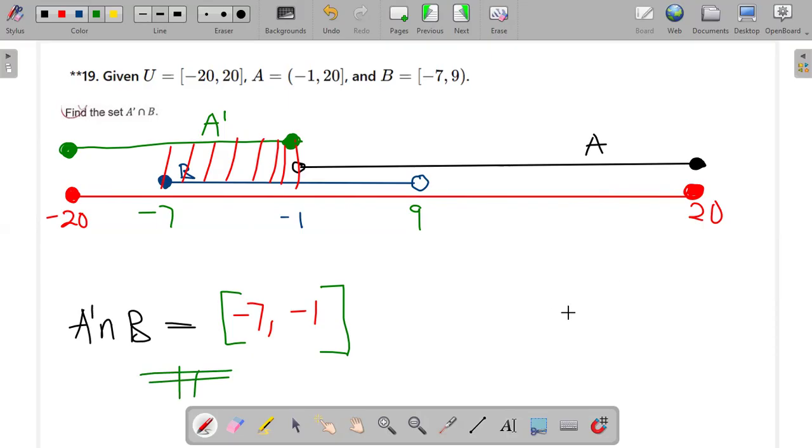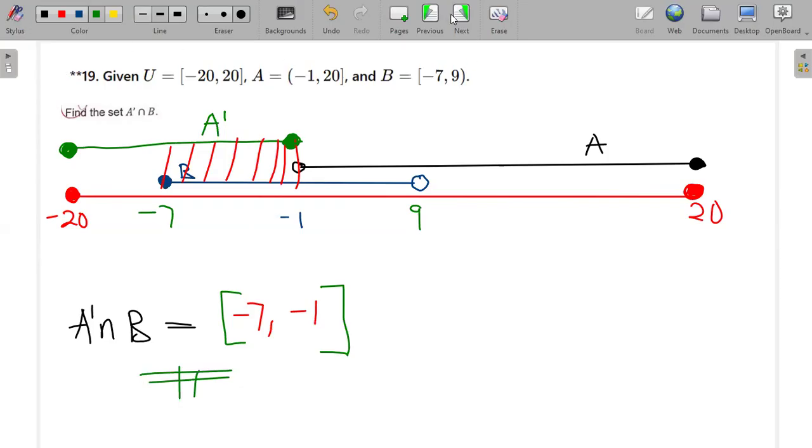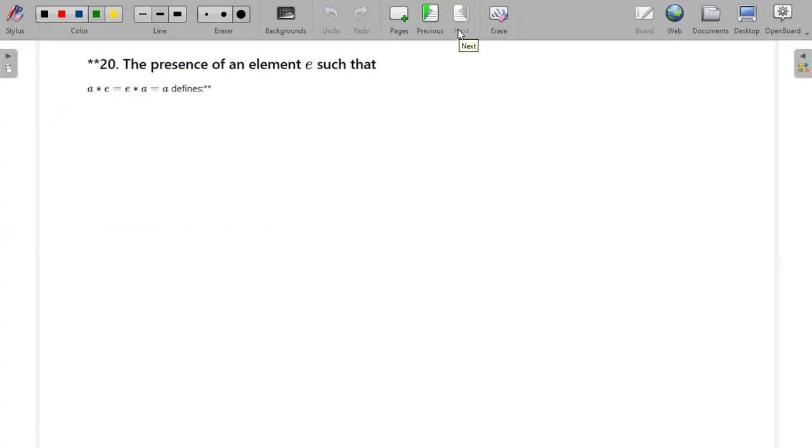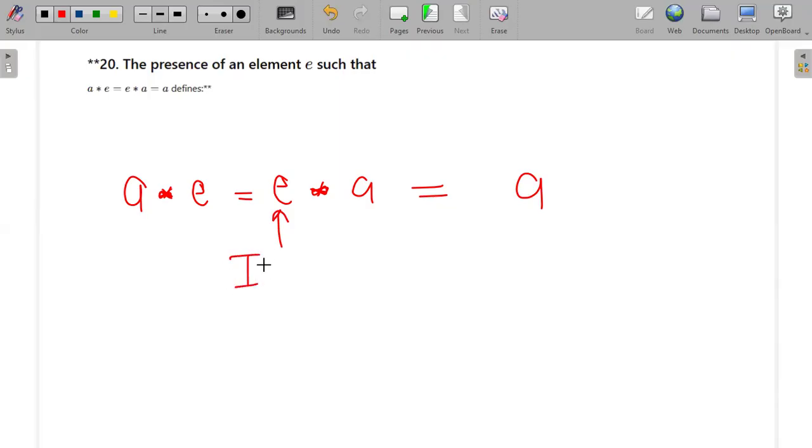Any questions there, guys? Okay, let us look at the last question from this quiz. The presence of an element E such that, I think I explained this, right? If I combine A with a certain element E, or E with A, and I'm getting that same A, then what is this E? The E there will be the identity element. So I'm just going to write identity there.